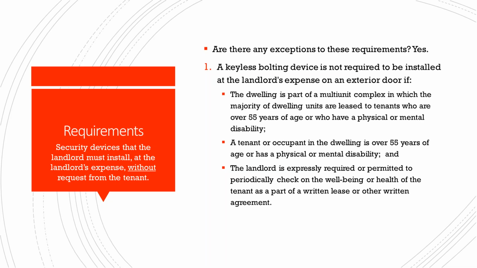Now, just like any general rule or requirement, there are exceptions. Of course there are. So the first exception deals with a keyless bolting device. A keyless bolting device is not required to be installed at the landlord's expense on an exterior door if all of these 3 items are true. This is a pretty narrow exception. I don't know that most of you will run into this, but it's good to know.